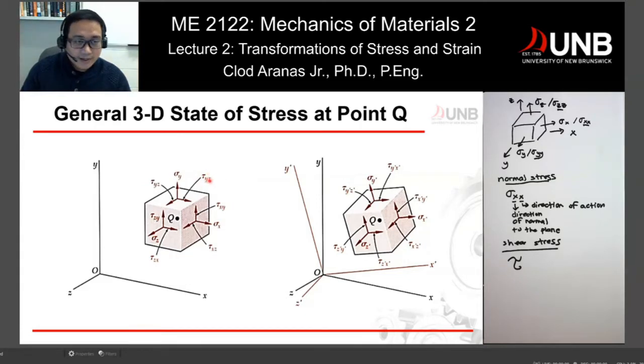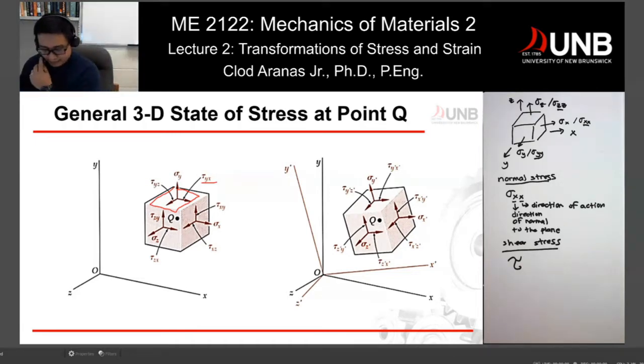It's about the plane. Let's take tau yx as an example. The y is related to the plane or the area where the stress is applied. So this would be related to this area. What's the normal to that area? That's y, so that's applied along the y plane, and then x is the direction of your stress. In this case, the stress is directed towards x, so that's why that's tau yx.